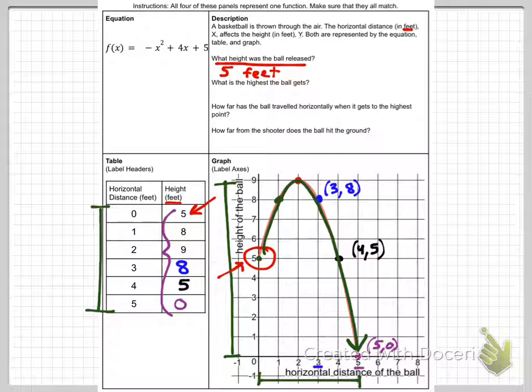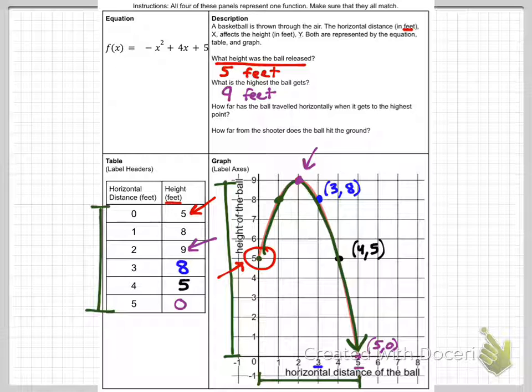Well, what's the highest the ball gets? We could look at the table there. You see the numbers 5, 8, 9, 8, 5, and 0. The biggest number there is 9, but we also want to double check that with the graph. Notice that that point 9 is the highest. That's the y value of the point at the very top of the parabola. We call that, remember, the vertex. So the vertex there is (2, 9). That means 9 feet is the highest the ball gets.